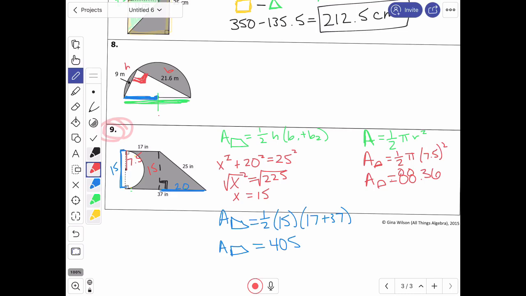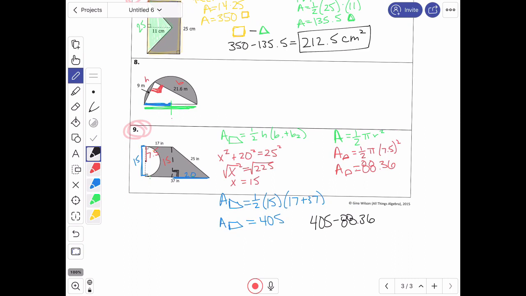Alright, again, a way to kind of cheat: take your bigger number, subtract the smaller number. But to make sense of that, you're subtracting the non-shaded region from the shaded region. So that should make sense why you're subtracting the half circle from the trapezoid. So 405 minus 88.36 to get 316.64 inches squared.